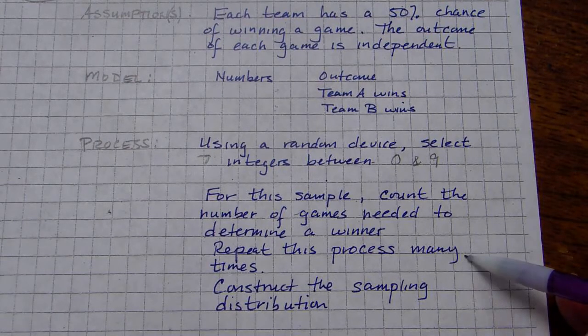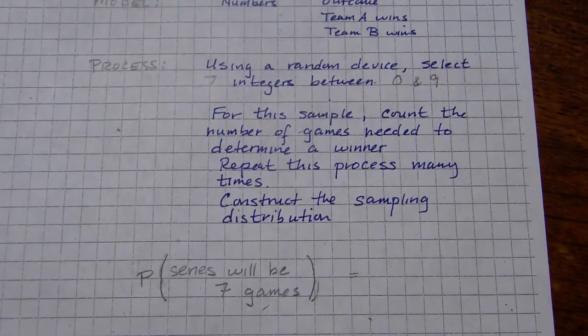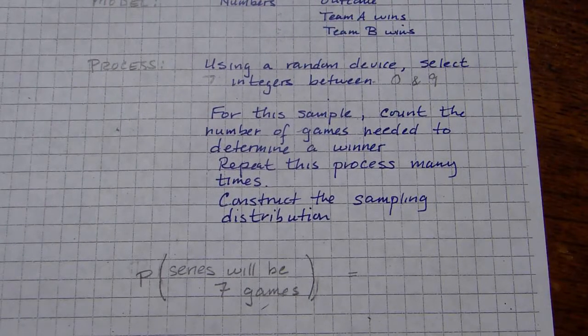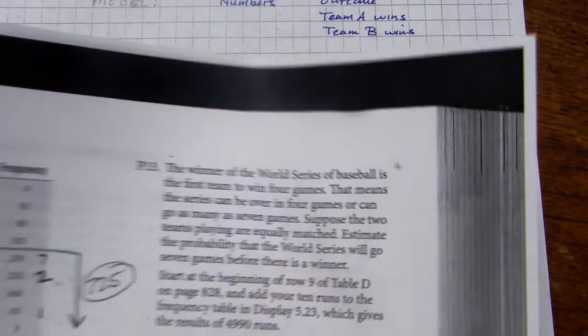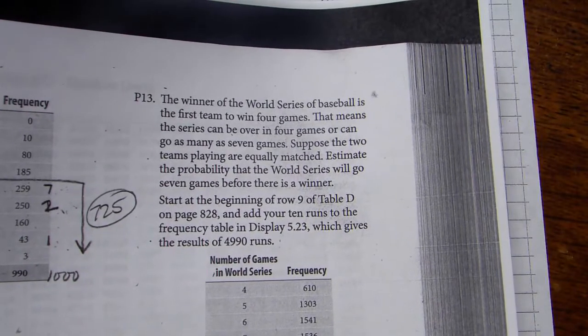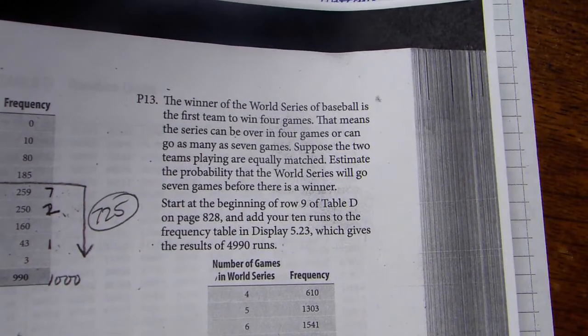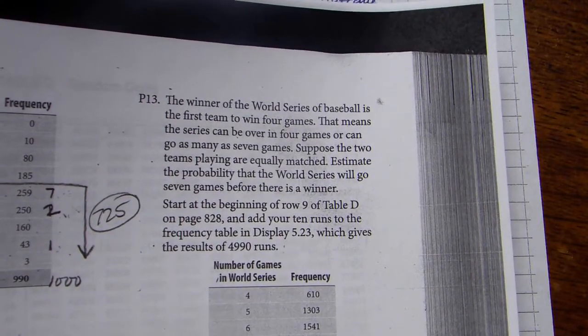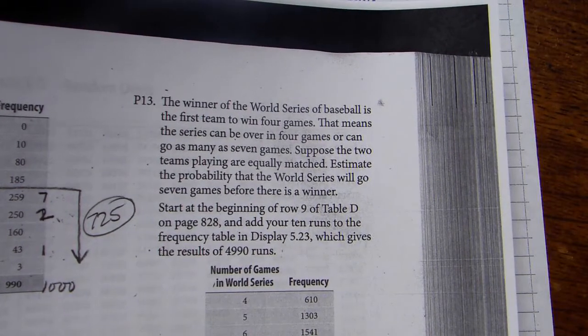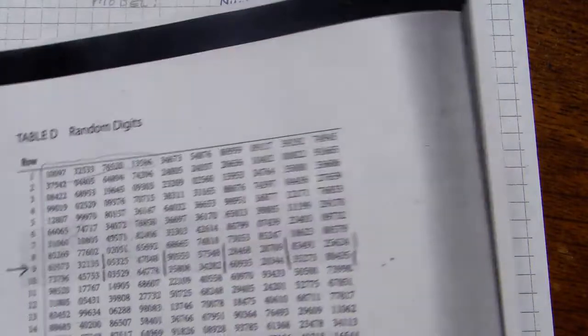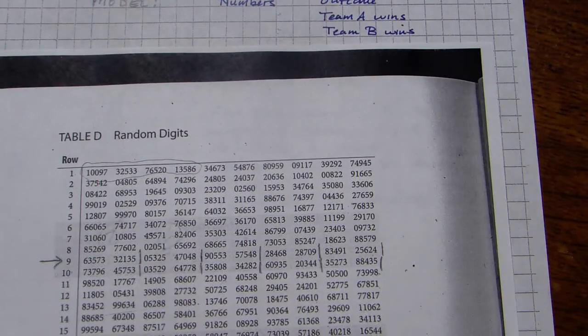Then we'll repeat this process many times and then construct the sampling distribution. And when we're all finished, we're going to be able to figure out the probability that this series is going to last 7 games. So let's now take a look at the instructions here. It says, starting at the beginning of row 9 on table D, page 828, add your 10 runs to the frequency table. So let's look at a few of those runs and what that would look like.